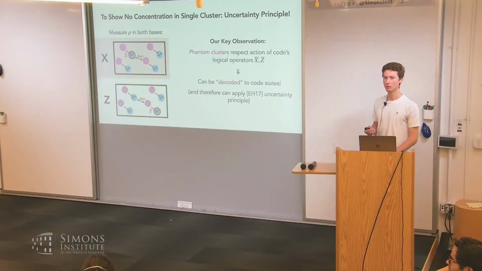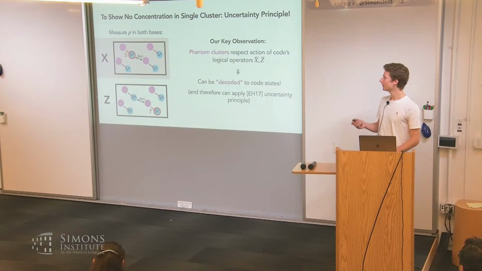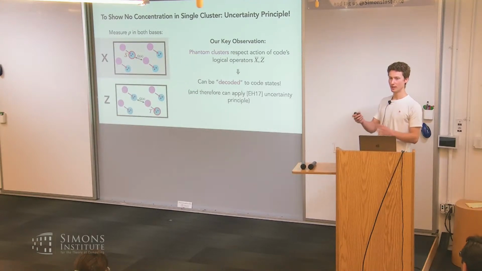Can you label these phantom clusters somehow in relation to the code word? Is there an archetypal element or something? Yes, there are different types. If we choose one phantom cluster, then we can indeed label all the shifts of this cluster according to the code's logical operators. But we may have different copies. Each type of cluster induces a copy of the code's logical structure. And we can.